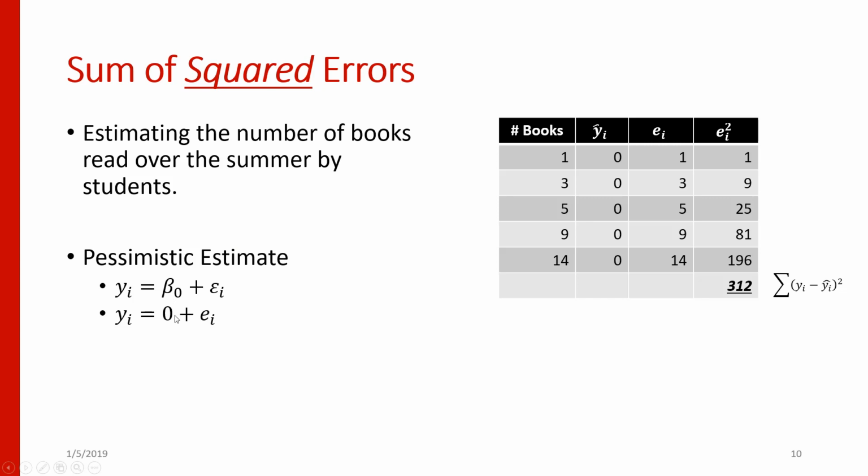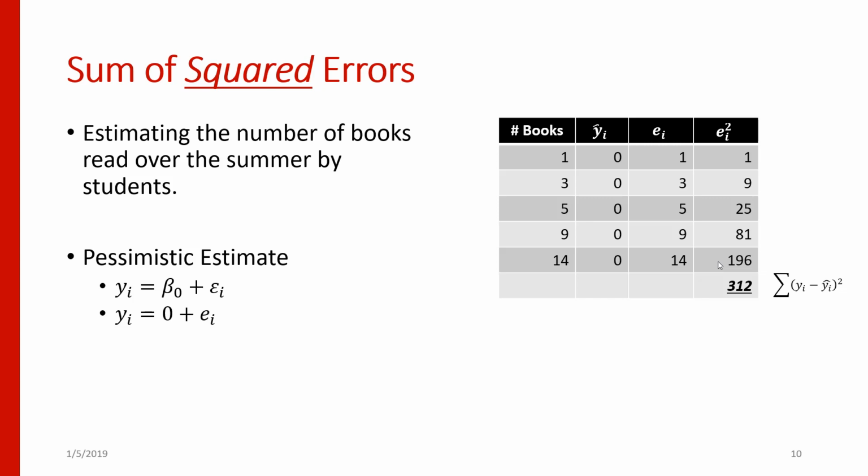Again, we're going to use my pessimistic estimate of 0 books read over the course of the summer. So we estimate 0 for everyone. You can see that we have a distribution of errors. And now if we square them, 1 stays 1 because 1 squared is 1. 3 becomes 9, and 14 becomes 196. Okay, so not each error counts the same now when we're taking the sum of squared errors, and actually we penalize large errors more.